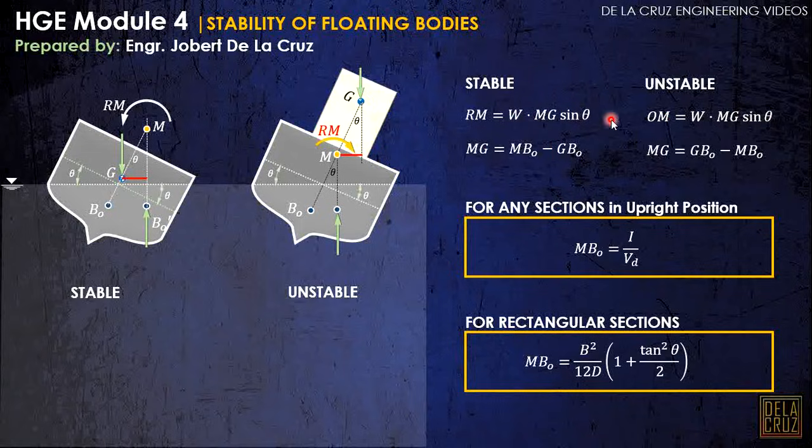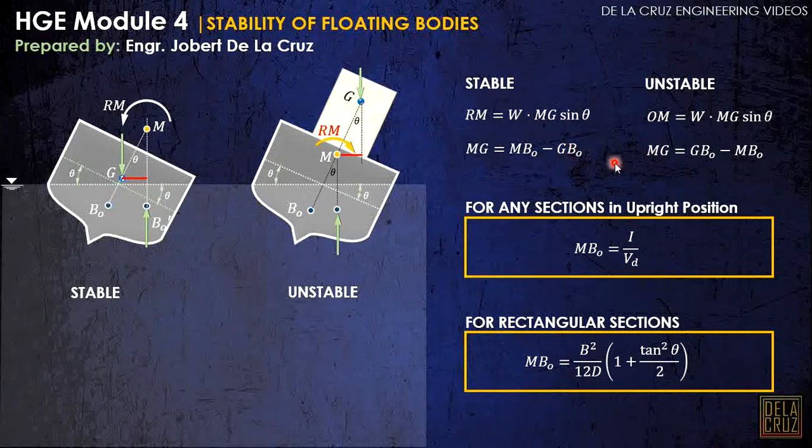Righting and overturning moment. Now, the metacentric height, MG, we can just subtract. Look at this one. For a stable position, the metacentric height is just MBO, from this point up to this point, minus GBO. So we can calculate this GBO.